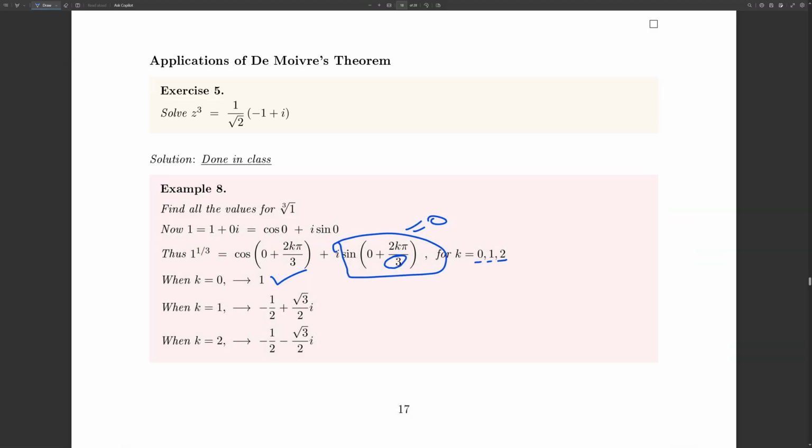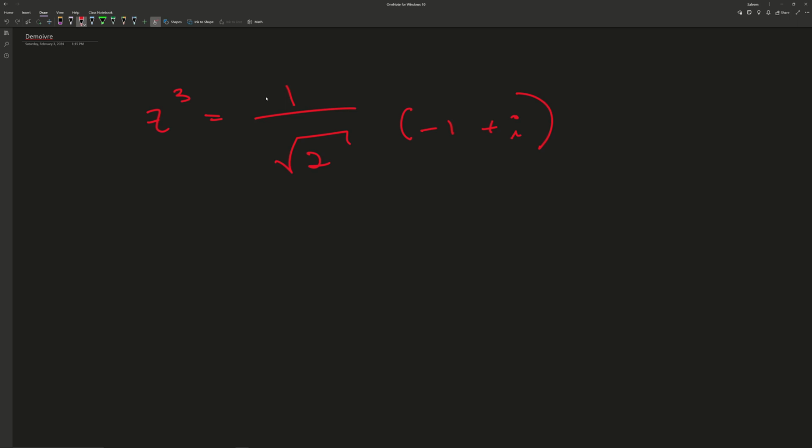This was asking me for z cubed is equal to 1. That was this one here. Now I have z cubed is equal to 1 upon square root 2 times negative 1 plus i. So this one is a much more complicated question, right? Not so complicated. Let's see how we could break this down a bit to make it a little bit more simple.